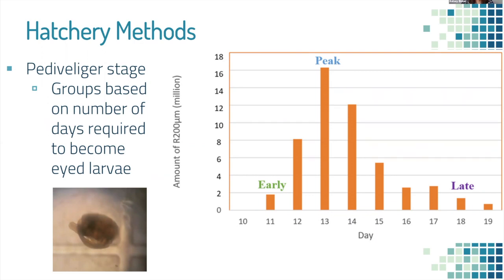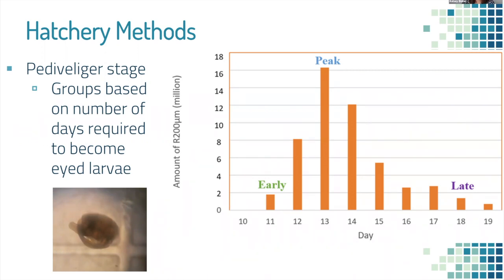So to determine our groups, we based our number on the days that required the larvae to become eyed larvae. So the day that had 900,000 or more eyed larvae come to set, which was 11 days post-fertilization, we assigned that as our early group. And the last day that had 900,000 or more eyed larvae come to set, we assigned that as our late group, which happened to be 18 days post-fertilization.